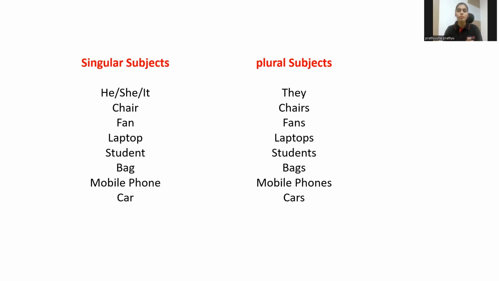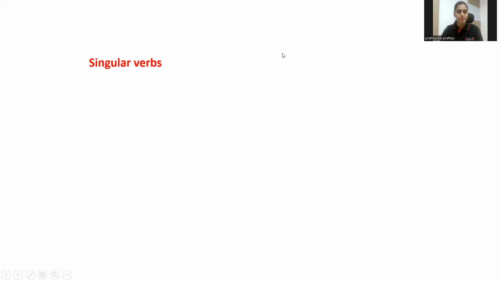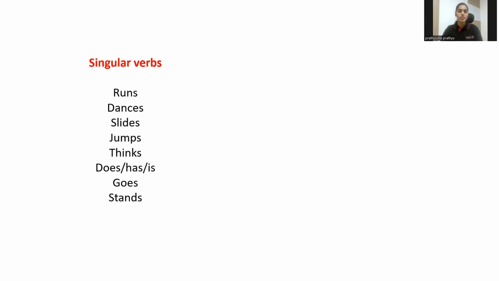Whereas in the concept of verbs, it is completely opposite. Now let's look into a few examples of verbs. Here, as you can see, all these verbs are referred to as singular verbs. And if you see, all the verbs have a common letter S at the end. So this is the logic here. If you add an S to a noun, it becomes plural. Whereas in verbs, if you add an S to a verb, it becomes singular.